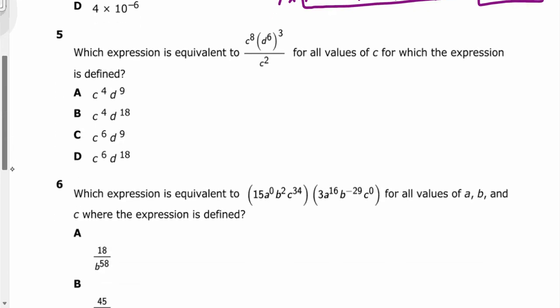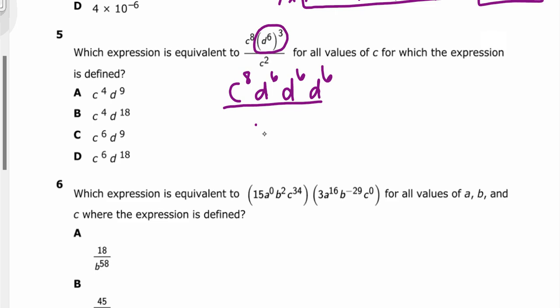Number 5. C to the 8th power and D to the 6th power to the 3rd power. So as we mentioned before, we see this right here. I want to take care of that first, just like order of operation. So I have C, I'm going to keep my C to the 8th where it is. And I have D to the 6th times D to the 6th times D to the 6th. And I have C to the 2nd.